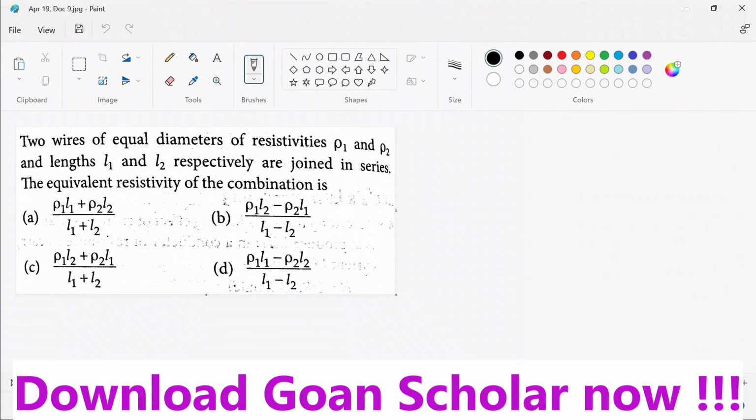Great. 9th one. Beautiful problem and very, very important, conceptually very rich. Let's move to this one. The question says two wires of equal diameters, so D1 is equal to D2, with resistivity rho 1 and rho 2, and lengths L1 and L2, are joined in series. What will be the equivalent resistivity of the combination? They are not asking resistance. What they are asking is the equivalent resistivity of such a combination.